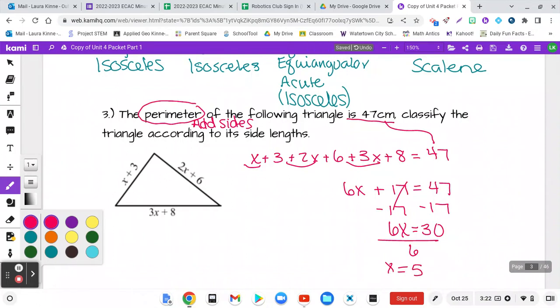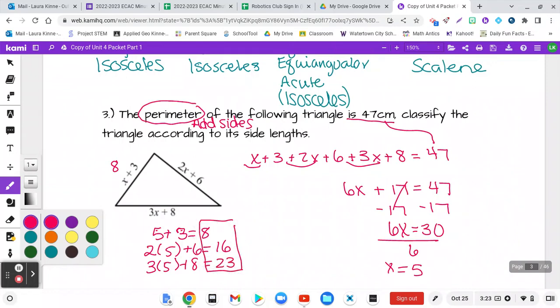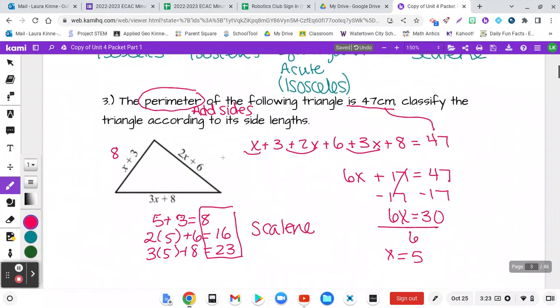Now it wants us to find out what type of triangle. So now let's plug it in and find the sizes of the lengths of our sides. So instead of x plus 3, 5 plus 3 is 8. Instead of 2 times x plus 6, 2 times 5 plus 6 is 16. And finally, instead of 3 times x plus 8, 3 times 5 plus 8 is 23. So there's your side lengths. They're all different, so that would make this scalene. We don't know anything about the angles, so you cannot say acute, obtuse, anything like that.